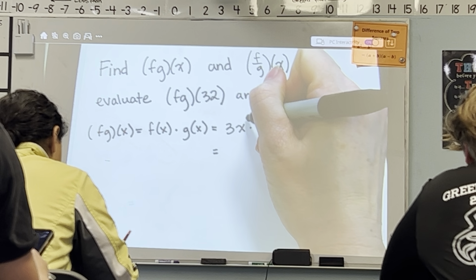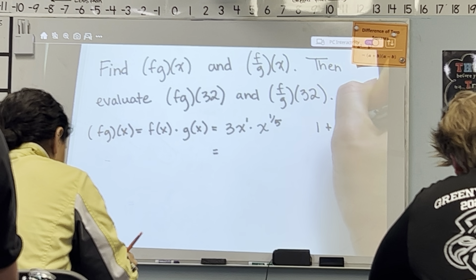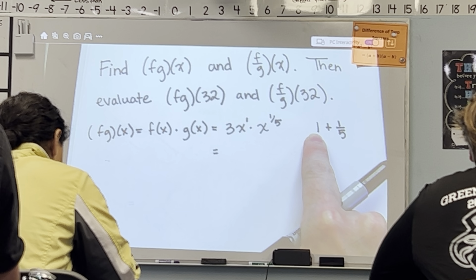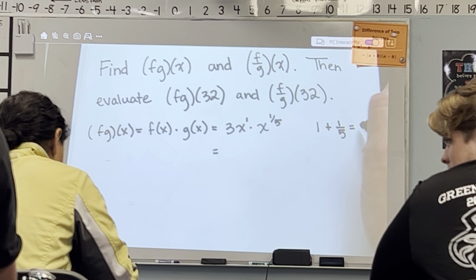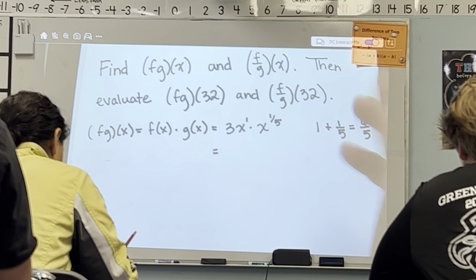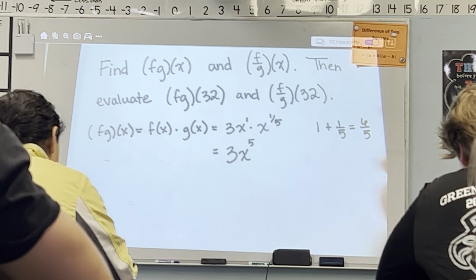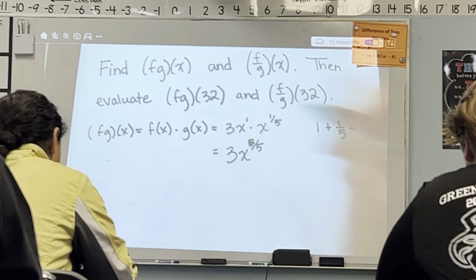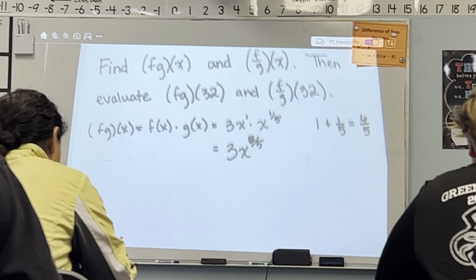So this is the adding. 1 plus 1/5. So 1 is the same as how many fifths? 5 fifths, good. So 5 fifths plus 1/5 is 6 fifths. You had the right spirit, I meant 6. That's 6 fifths, and then 3x to the 5th.